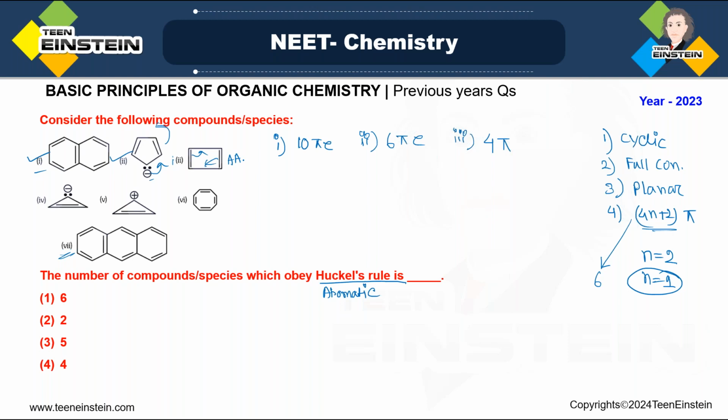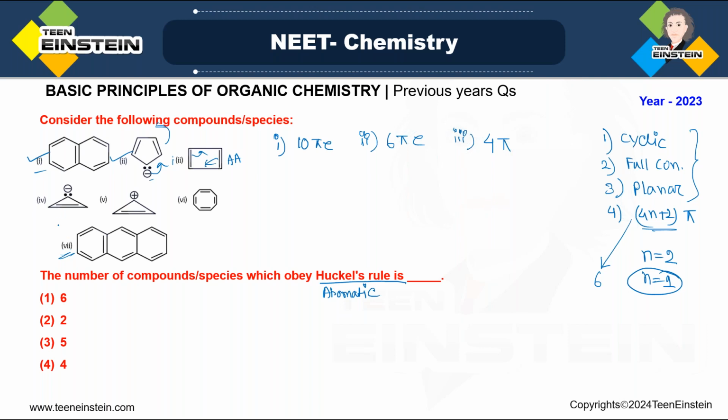Okay? Because for anti-aromatic, the rules are, all the first three you have, they should be fulfilled. But instead of 4n plus 2, now you will have only 4n. That is the difference between anti-aromatic and aromatic. Now, for 3, we will not count it, right?